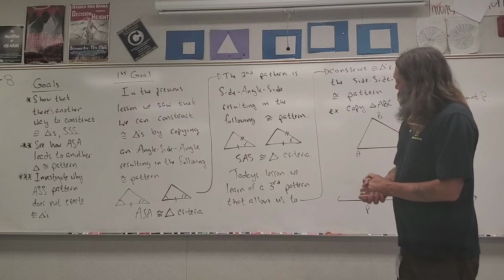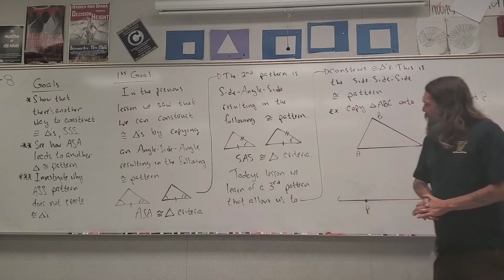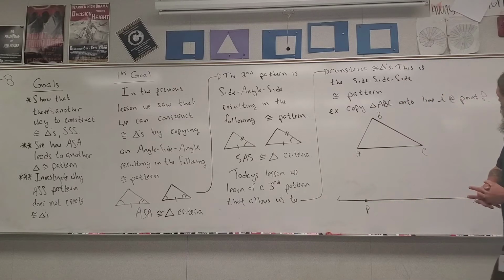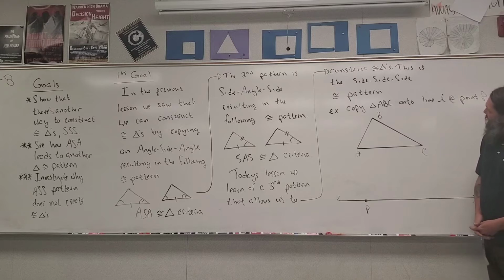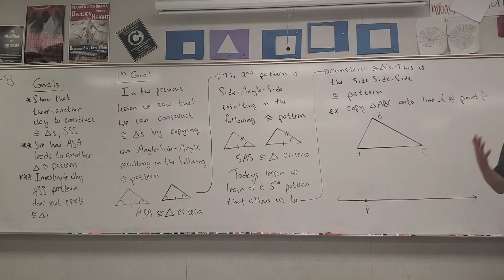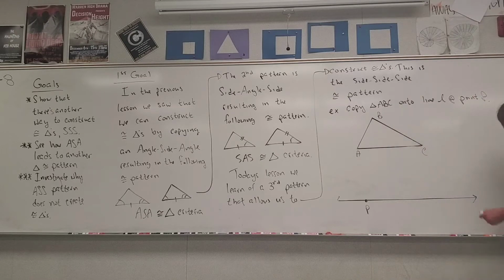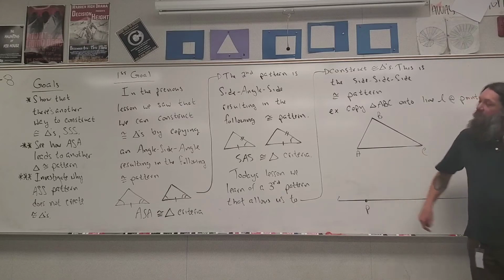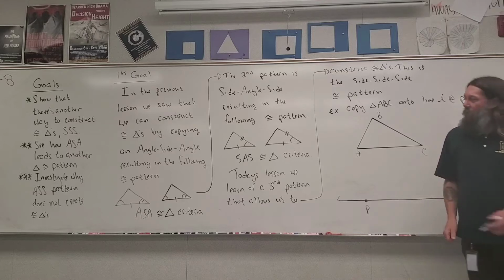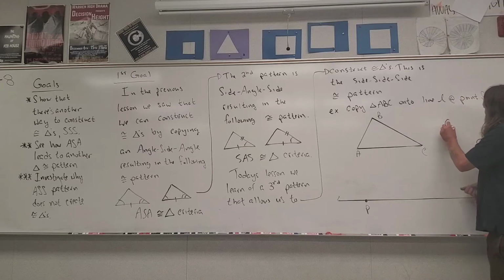Okay, so in today's lesson we learn of a third pattern that allows us to construct congruent triangles. This is the side, side, side congruence pattern. So I'd like to show you that I can copy this triangle ABC onto line L, which I will label L, that I didn't do previously. We're going to copy triangle ABC onto line L at point P. I'm just going to copy the 3 lengths.